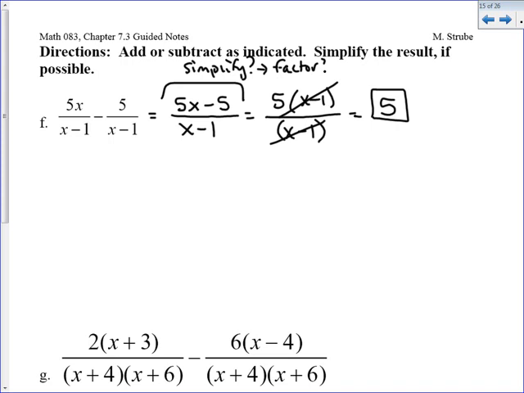Yes, it would be positive 1. Yes, if you ended up with exactly the same numerator and denominator, your answer would be 1. Any other questions?